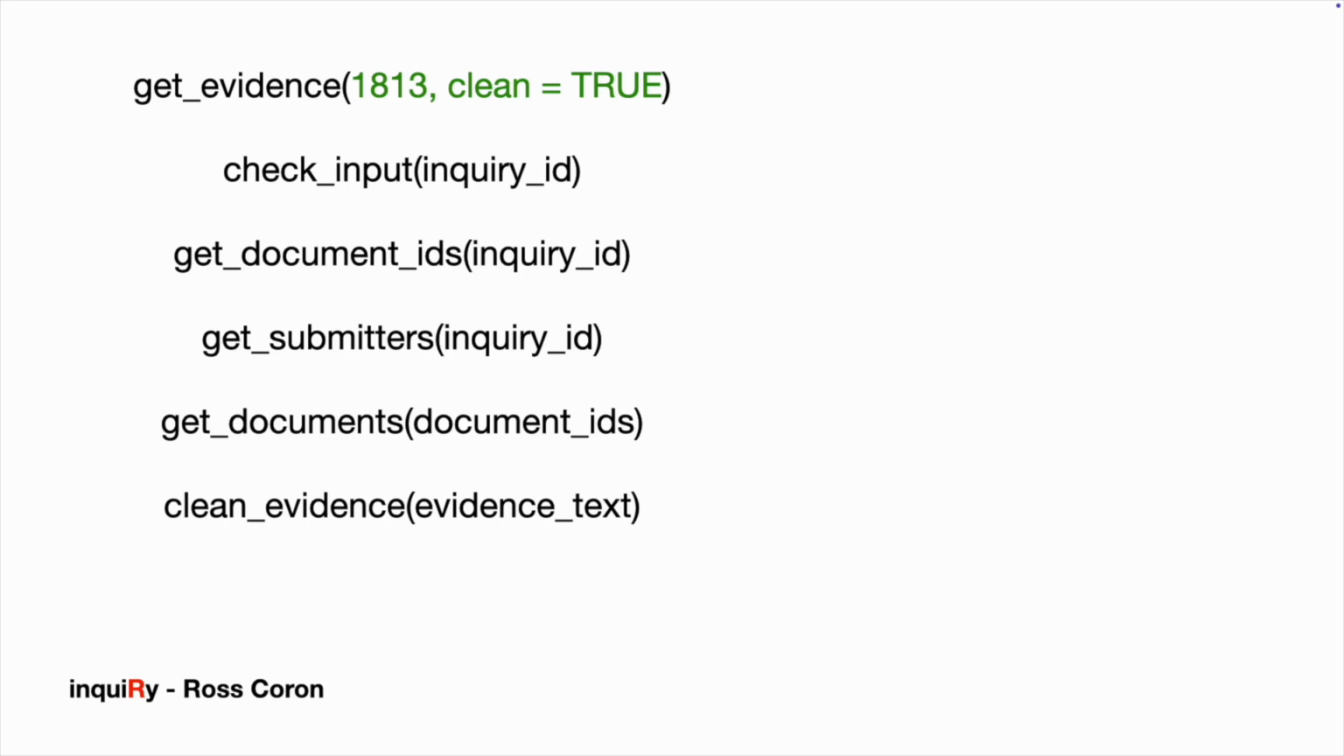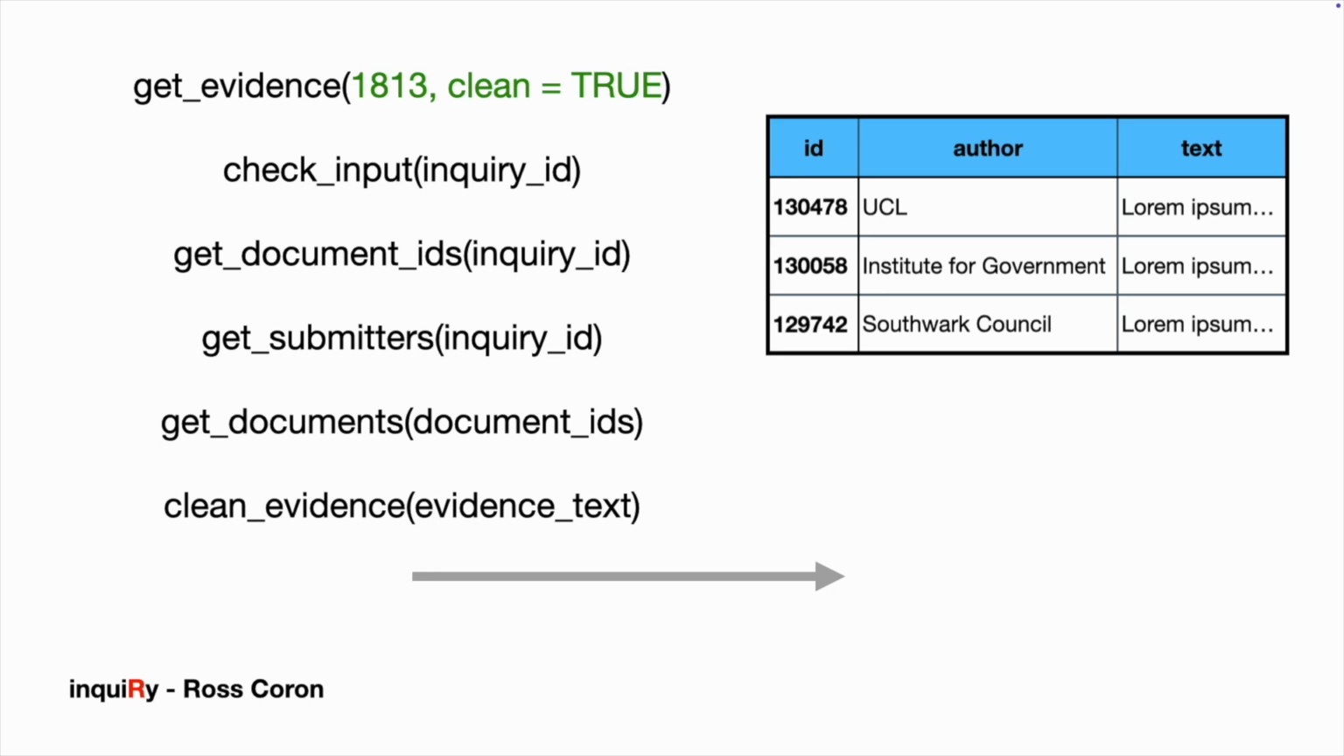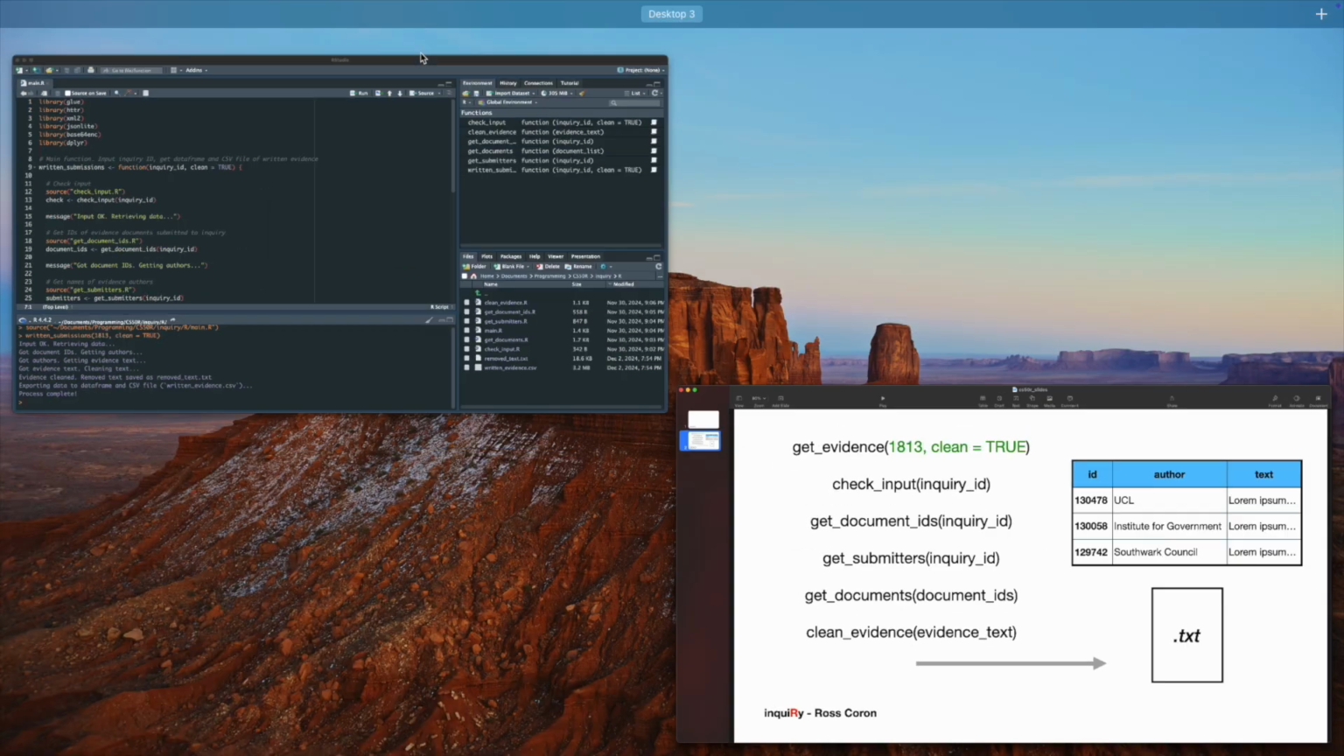In short, the library checks the inquiry ID is valid. It extracts unique IDs for each piece of written evidence and their corresponding authors. It pulls out the raw text from each document, and optionally, it cleans the evidence. The library outputs three objects: an R data frame and CSV file containing the data with three fields, that's ID, authors, and the raw text, and also a text file with any of the content removed during the cleaning step.